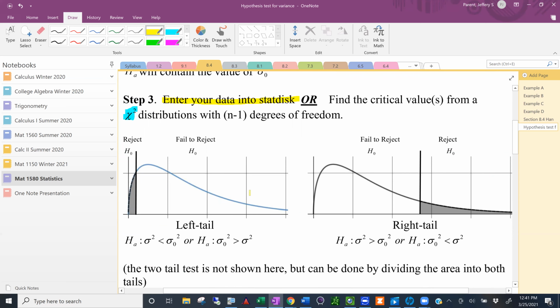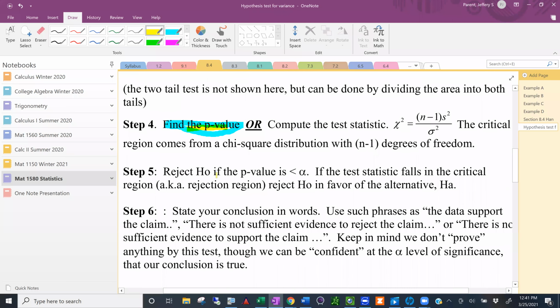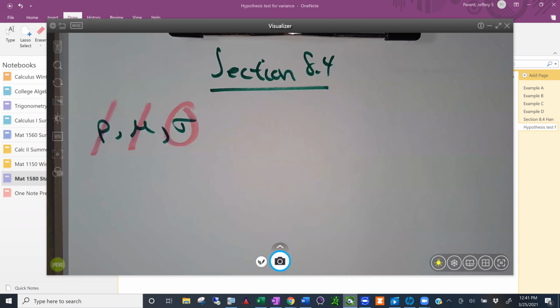Step 4 is find a p-value. Step 5, if your p-value is less than alpha, reject. And then step 6 is state your conclusion in words. So I'm keeping these steps consistent so that you can get in a rhythm, because we're going to do a lot more hypothesis testing. It's what we're going to be doing the rest of the course. So I'm hoping that you'll catch a groove based on this. Let's get started with some of the examples.